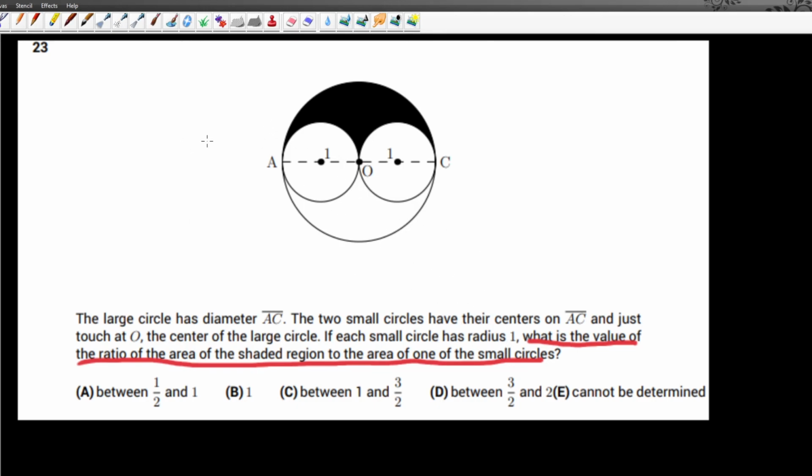The radius of the small circle is equal to 1. So we know that the area is pi r squared, which is just pi units squared, and we have to figure out what the area of the shaded region is.